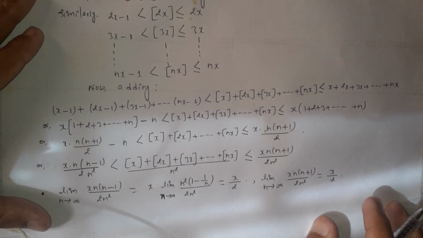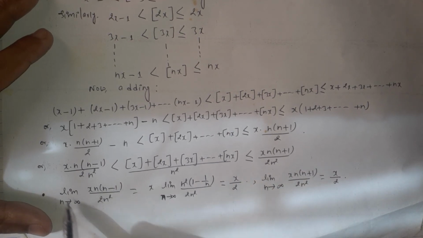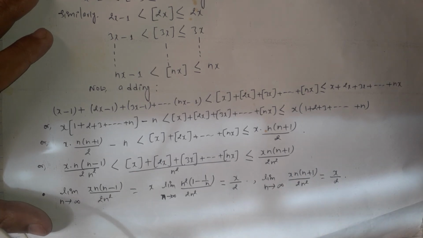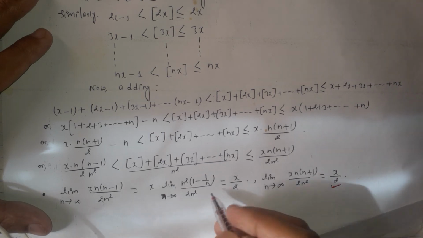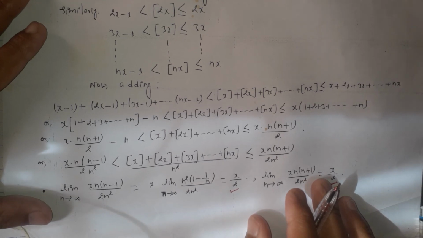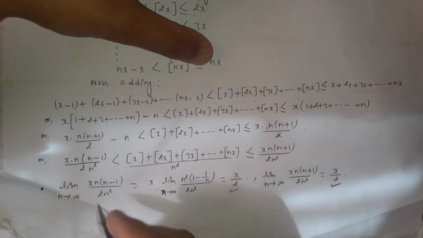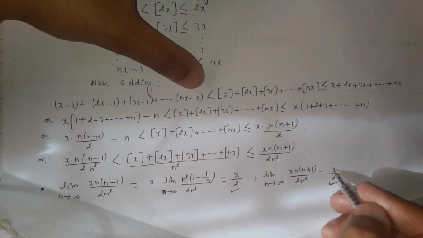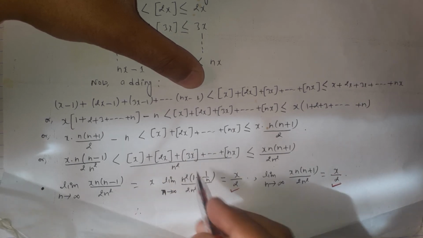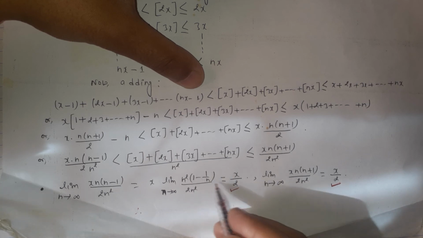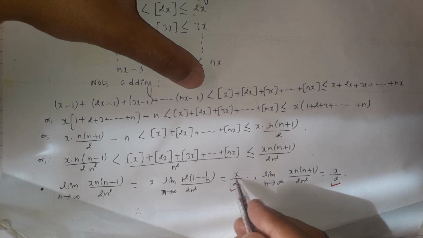Here the limiting values of the boundary functions, the lower bound function and the upper bound function, are the same, x over 2. So according to the sandwich theorem, the limiting value of the middle function at the same point will be the same value. Therefore the limiting value of the middle function will be the limiting value of the boundary functions, which is x over 2.